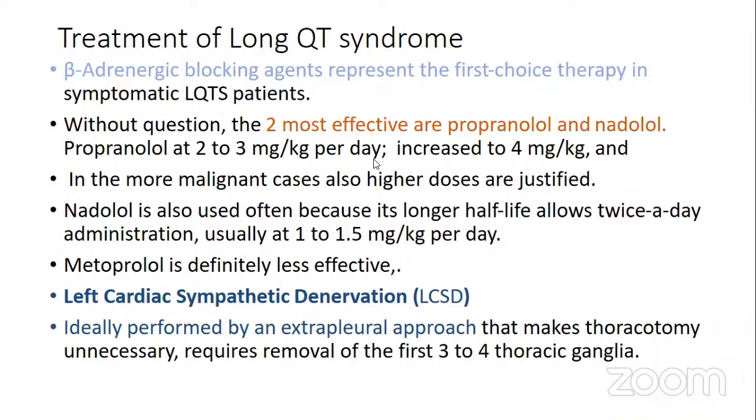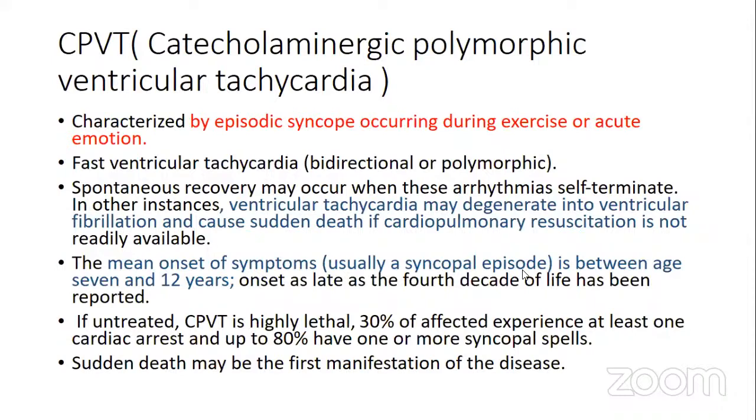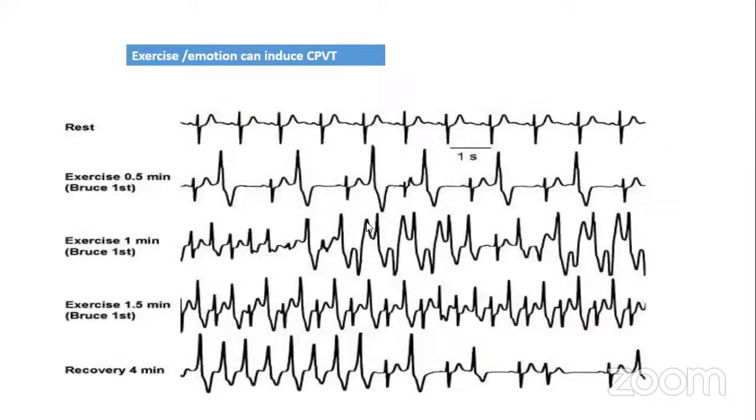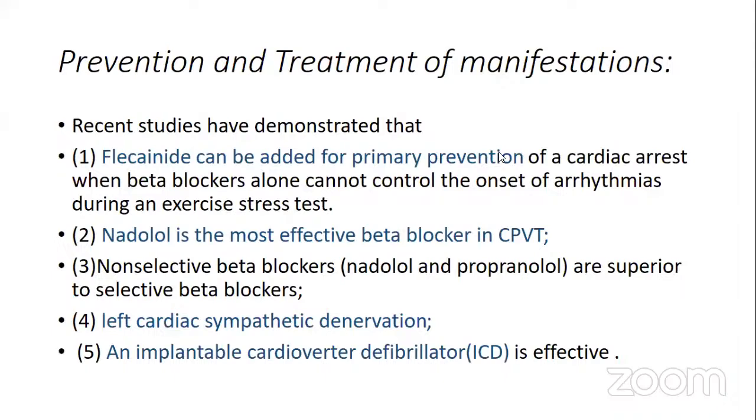For CPVT, why is this discussed? Because it is common, onset is common between 7 to 12 years of age. Episodic syncope during exercise or acute emotion. CPVT can be induced by exercise or emotion. This is Bruce protocol of exercise and induced CPVT. Flecainide can be used for primary prevention. Nadolol is the most effective treatment.